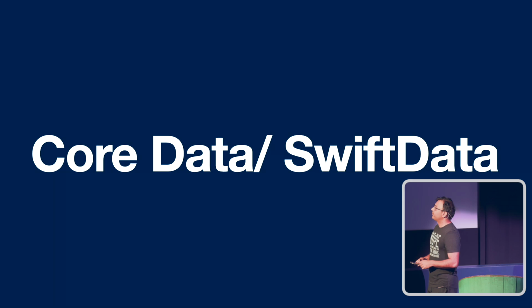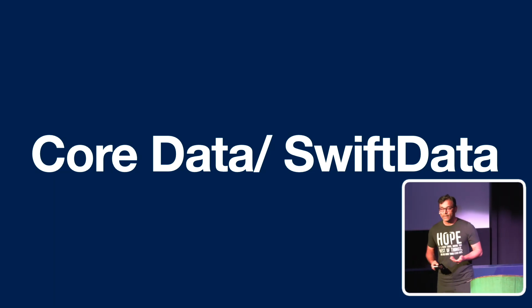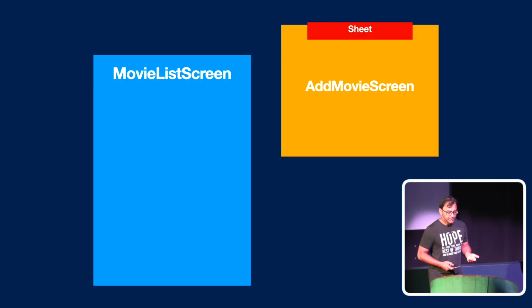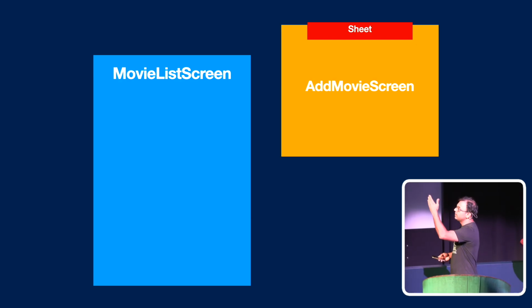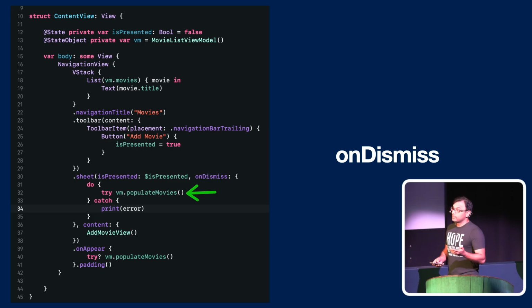Things were not really different for Core Data and SwiftData applications. I mean, in a very simple application where you have one screen that is showing you a list of movies and another sheet or a modal that is showing you the add movie screen, how do I add a movie from the add movie screen and refresh it on the movie list screen? How do I do that? Well, I can reload everything on the dismiss. I mean, dismiss of the view, dismiss of the modal or the sheet. I can definitely do that.